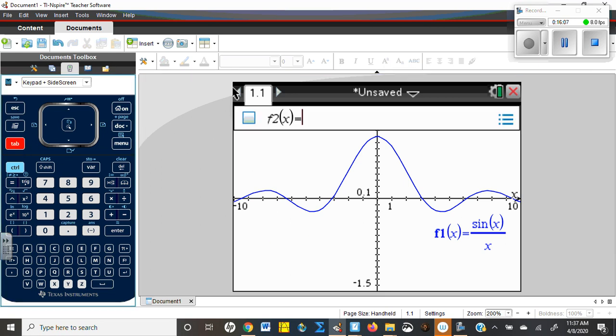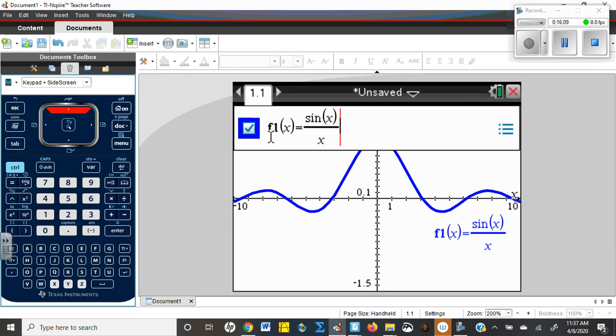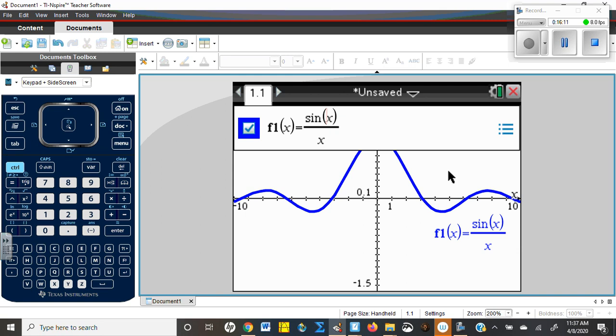And we just need the equation. So I'm going to plug a constant in here, like a 5, and I'm going to plug the same constant in the denominator with a 5. Now, you should see the graph change.